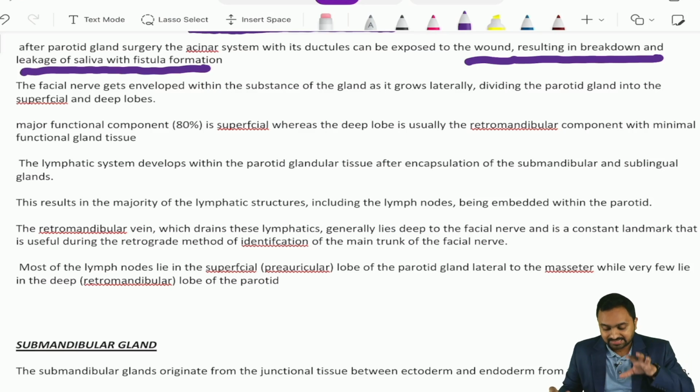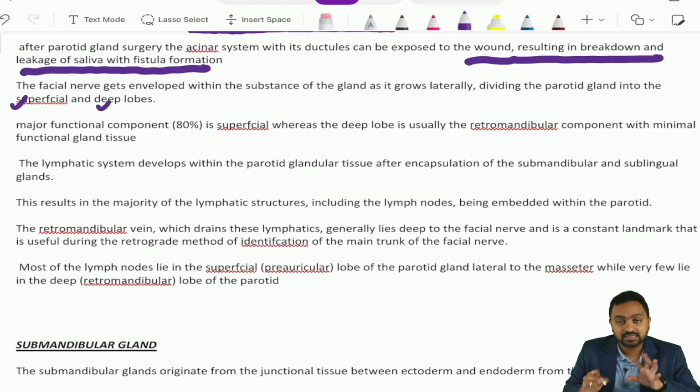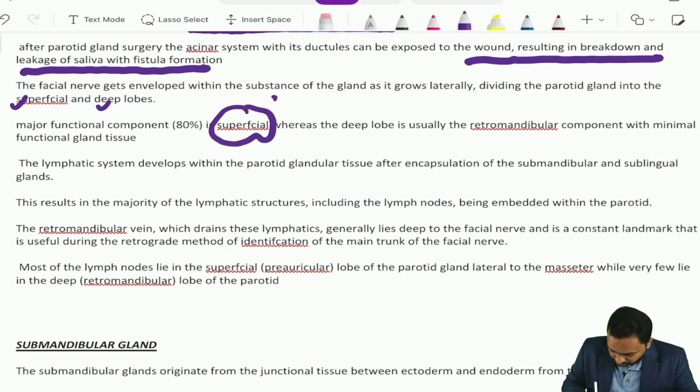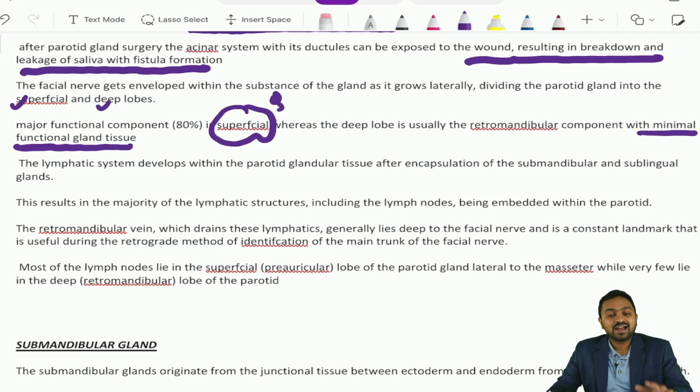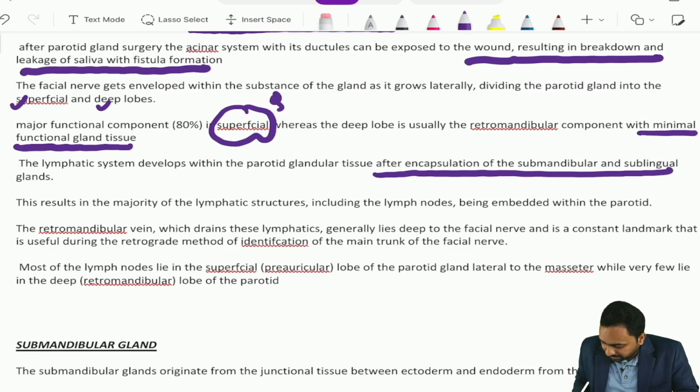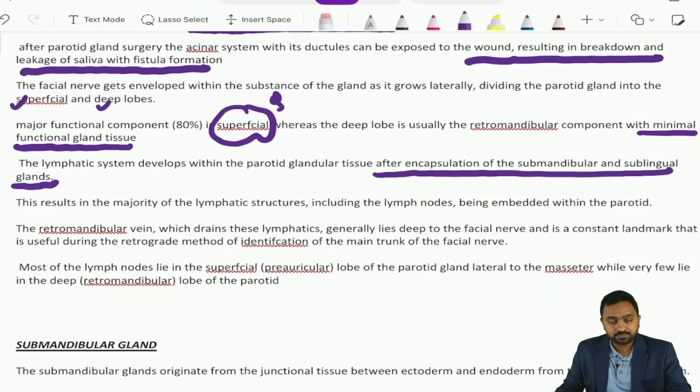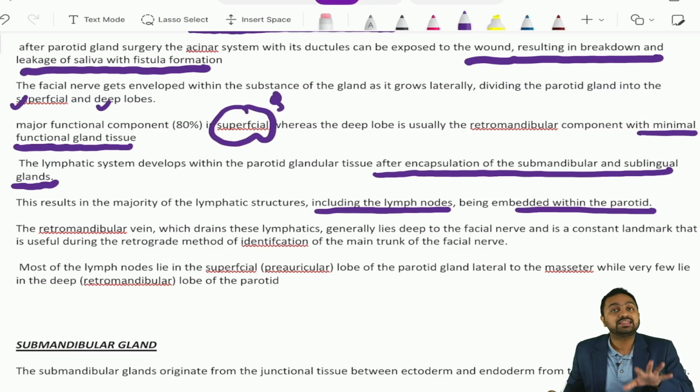So, the facial nerve gets enveloped within the substance of the gland as it grows laterally, dividing the parotid gland into two parts, your superficial and your deep lobes. The major functional component, that is 80%, is your superficial lobe, whereas your deep lobe is usually the retromandibular component with minimal functional gland tissue. The lymphatic system develops within the parotid glandular tissue after encapsulation of the submandibular and sublingual glands. What it does is that it results in the majority of the lymphatic structures, including the lymph nodes, being embedded within the parotid.